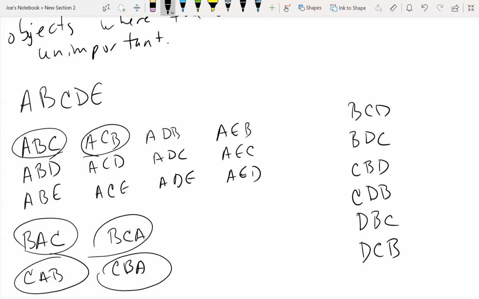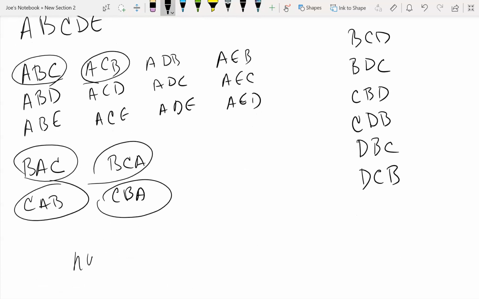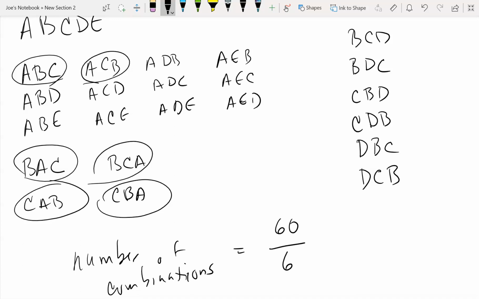Okay? So the number of combinations, or distinct selections, not worrying about order, will be 60, the total number, divided by 6, right? There's 60 total possibilities, but they occur in groups of 6 that will all be the same. So you would get 10, right?